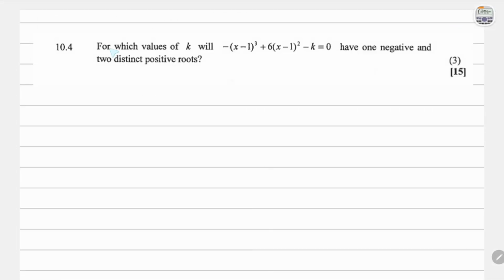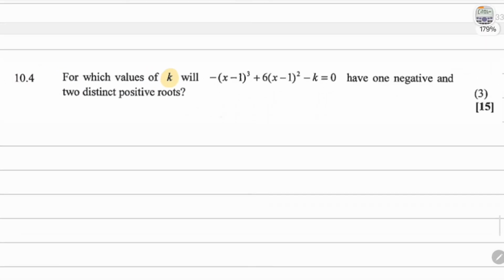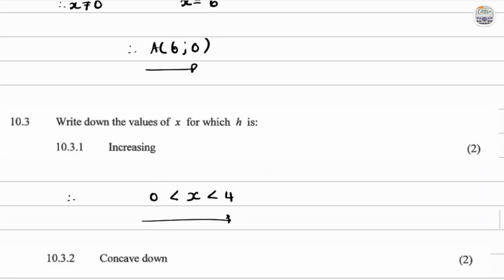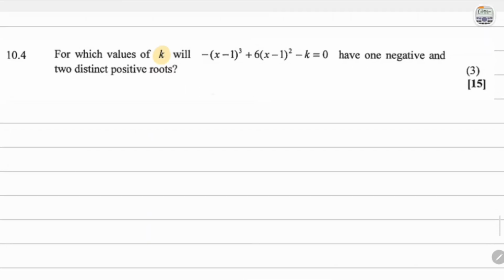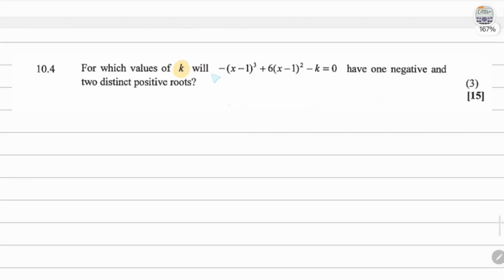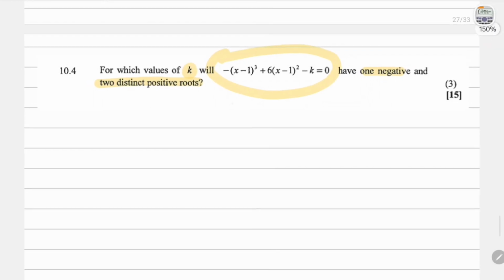Okay, question 10.4 says, for which values of k will this new equation, which still looks like the old equation, they just seem to have applied a -1. Okay, so it's still in the form of negative and then something cubed plus 6 and then something squared. Okay, but it just has a -1 now. So for which values of k will this equation have one negative and two distinct positive roots? We need the graph for this.